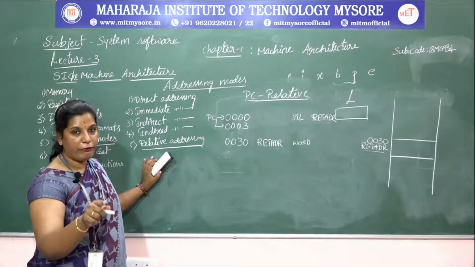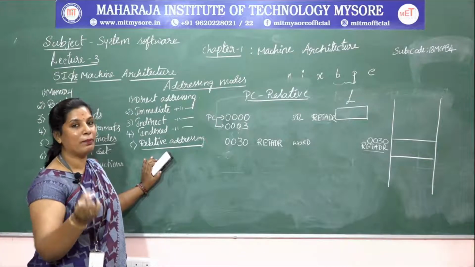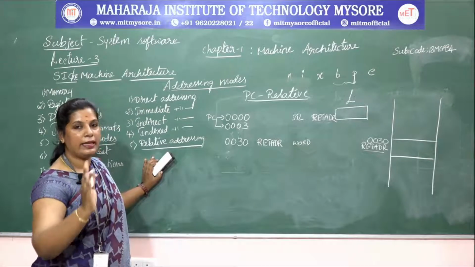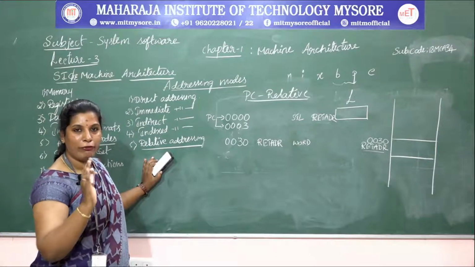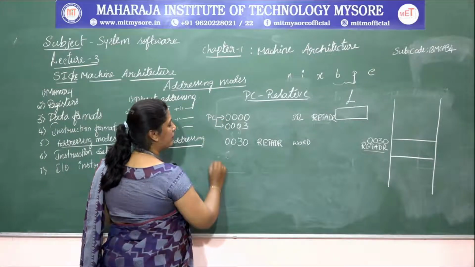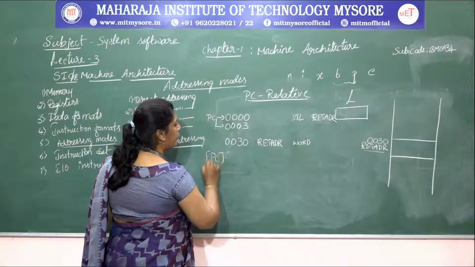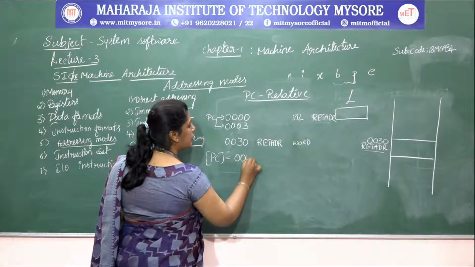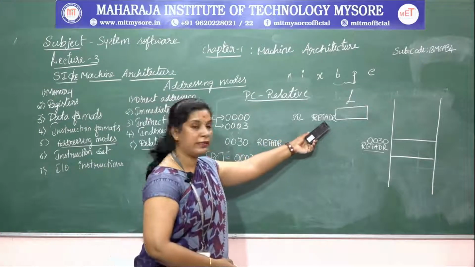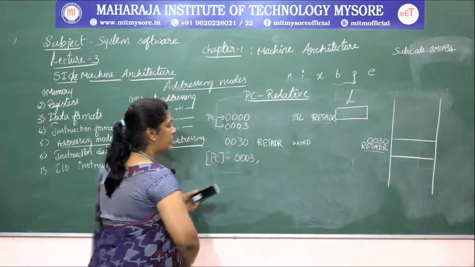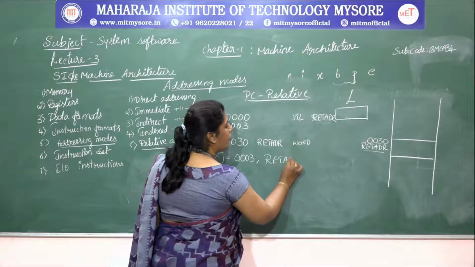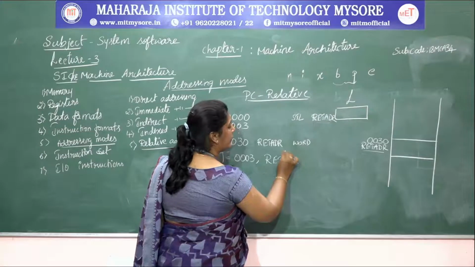If it is format 4, then the program counter value must be incremented by 4 bytes, because the length of that instruction is 4 bytes only. So what is the program counter value? It is 0003, right? So we know the target address. What is the target address? Return address, which is at the memory location 0030. Return address is the target address.